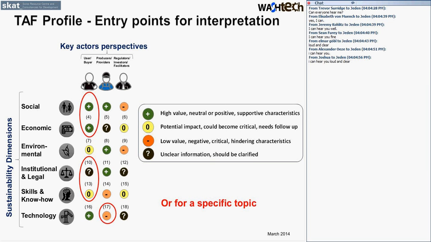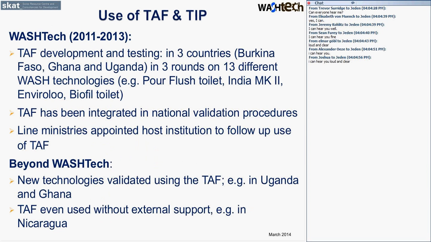On the next slide, I just want to summarize where the TAF has been used and a bit on the outlook. So, as I mentioned, in the WASHtech project, which went on between 2011 and 2013, the TAF was developed and tested in 3 countries, in Burkina Faso, Ghana, and Uganda, in 3 rounds on 13 different WASH technologies. This included the pour flush toilet or pumps like the India Mark II, the biofil toilet or Enviroloo, which we will hear more details about later from Benedict.